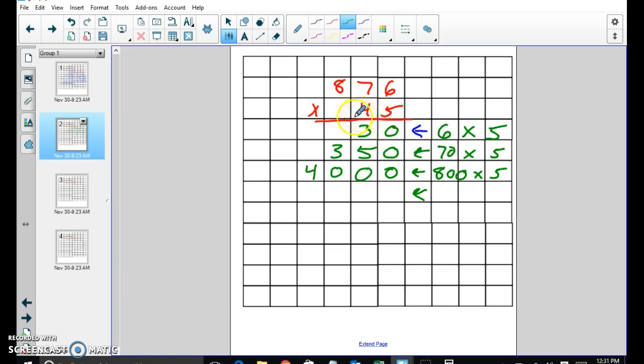Now we're going to use this 4, but remember, it's not a 4, it's in the tens place. So it's a 40, so I'm going to do 6 times 40. 6 times 4 is 24, with that 0.